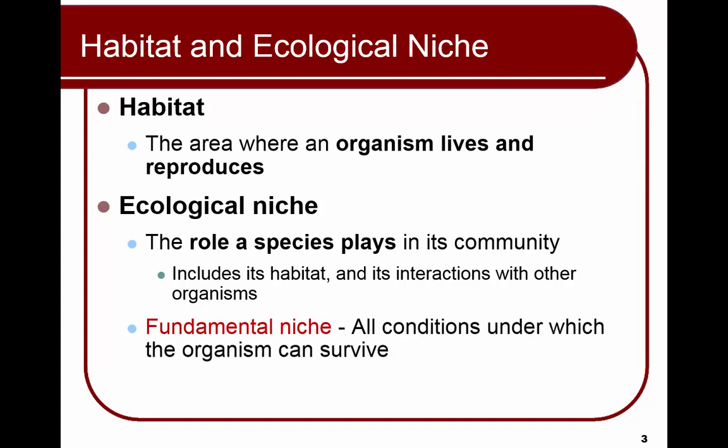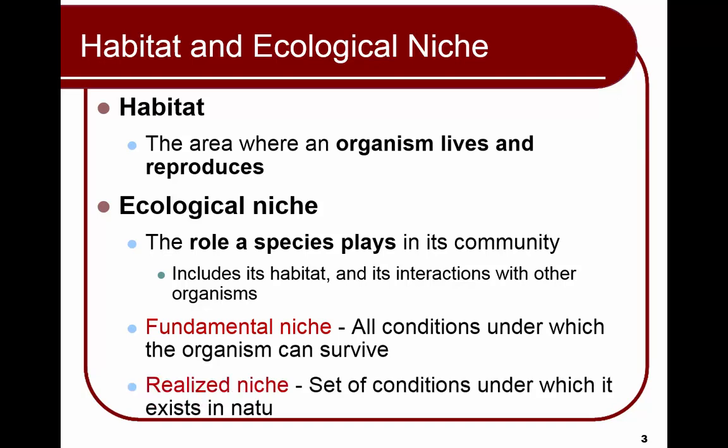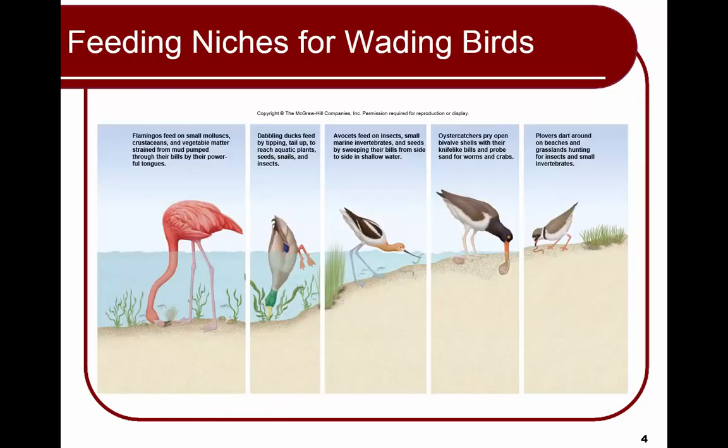There are two different types of niches that are distinguished because they're affected by abiotic factors. The first is the fundamental niche. This is all the abiotic conditions under which the organism can survive. And then the realized niche is the set of conditions under which it actually exists in nature. The fundamental niche is going to be bigger than the realized niche is.